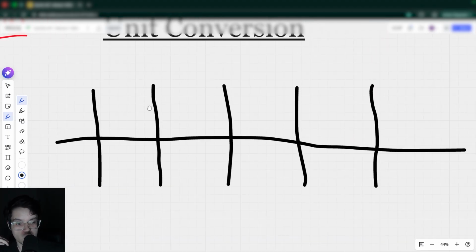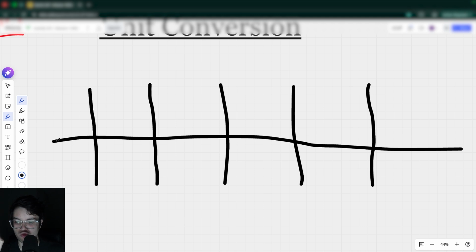Now here's how you actually do it on the SAT. What you should do is start by writing a box chart that looks like this. It doesn't matter how many of these lines you do. All that matters is that there's one line going lengthwise and a bunch of lines going top to bottom. Okay, so that's the first step.